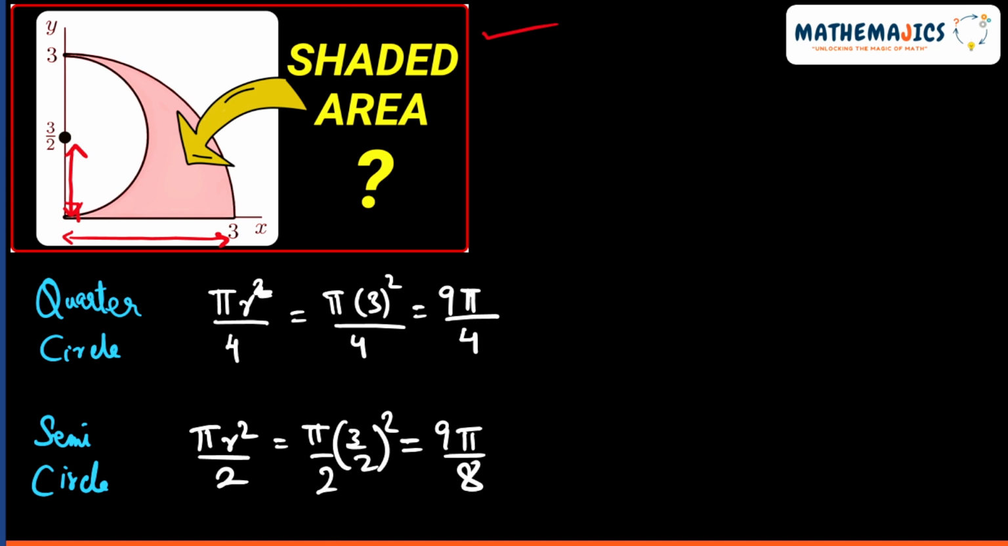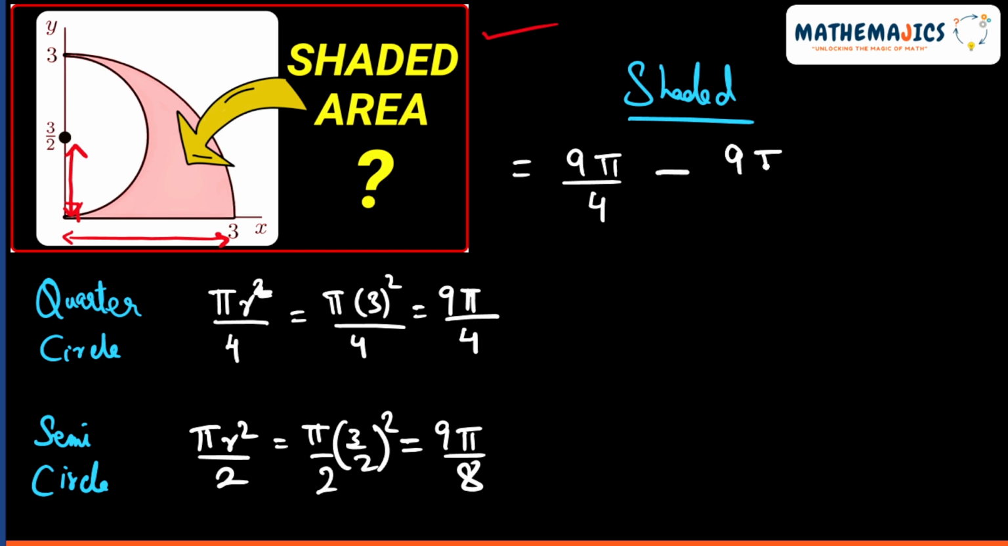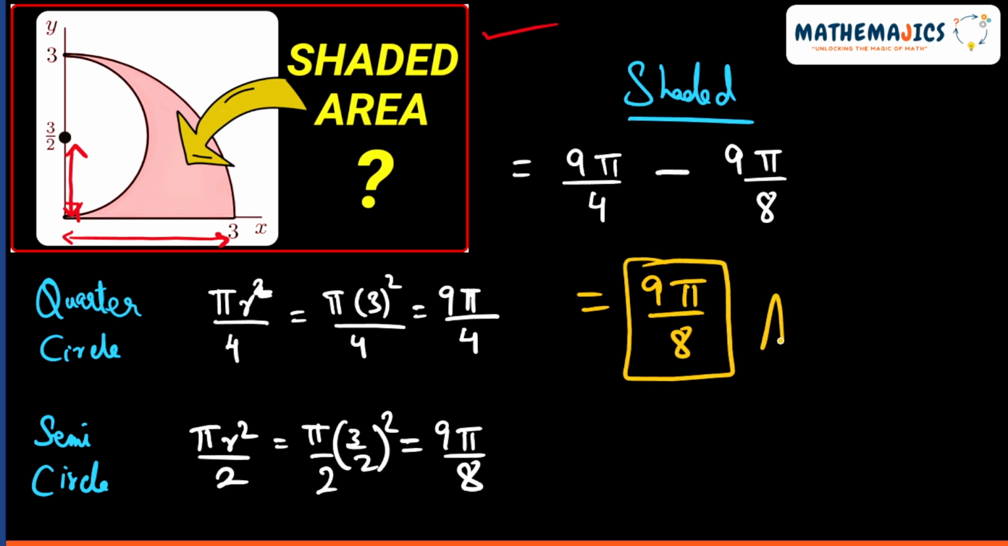So what will be the area of the shaded region? The area of the shaded region will be the area of the quarter circle minus the area of the semicircle. So our final answer will be 9 pi by 8 unit square. This will be the area of the shaded region.